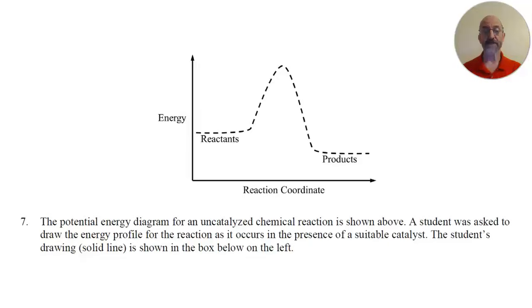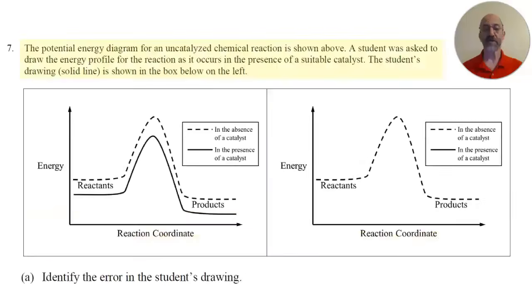Now it's time to move on to the practice for topic 5.11. This is question 7. In question 7, it says, the potential energy diagram for an uncatalyzed chemical reaction is shown above. A student was asked to draw the energy profile for the reaction as it occurs in the presence of a suitable catalyst. The student's drawing, solid line, is shown in the box below on the left.